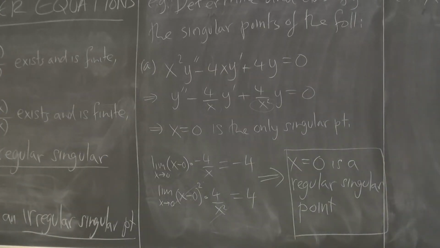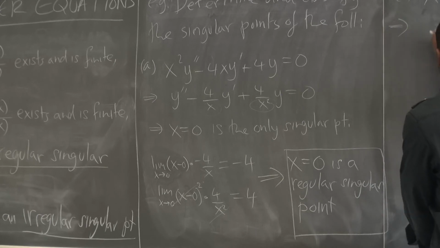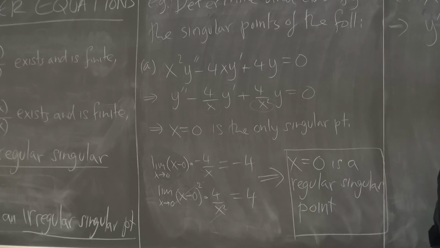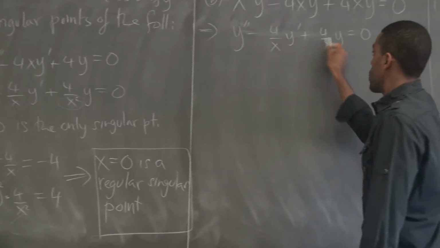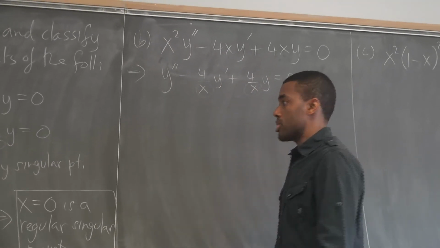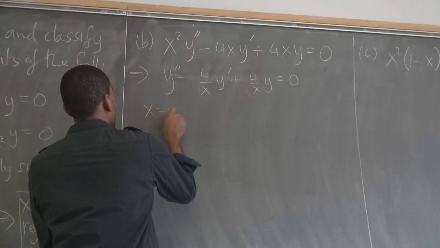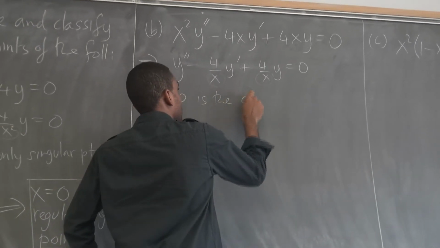Okay, so this one we are going to do a similar thing. Write it in standard form. That's the standard form. Look at the denominators. What will make them 0? Well, x equals 0 again. x equals 0 is the only singular point.